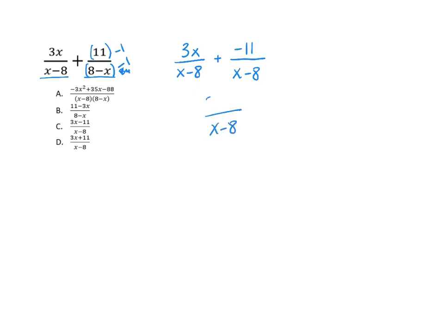Now that I have a common denominator, I'm going to get 3x minus 11 as my numerator. And since that doesn't factor or simplify, that would be option C.